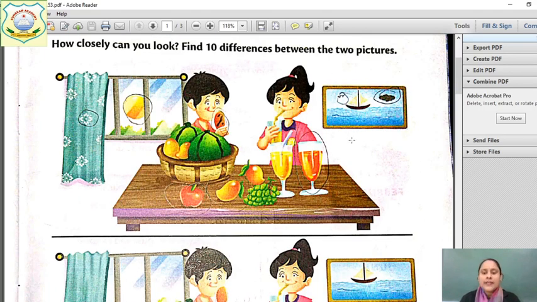Now when you will see this painting, now everyone can see the painting on the page, right? There are two paintings in the first picture and in the second picture there are two paintings, children, on the wall you can see.